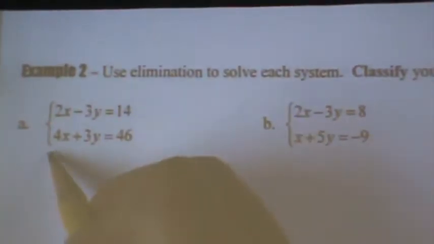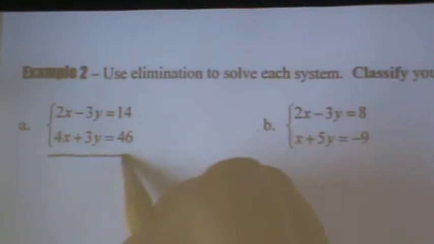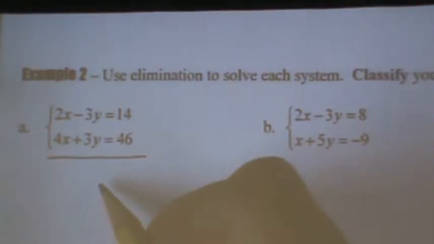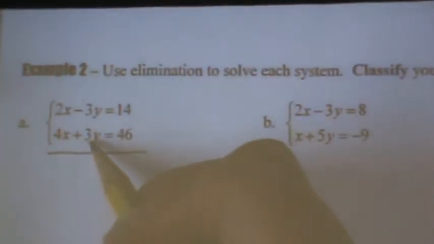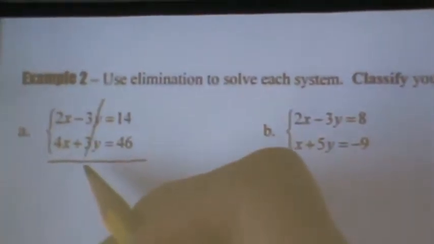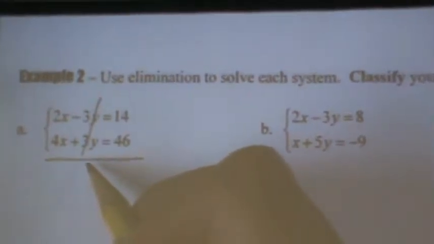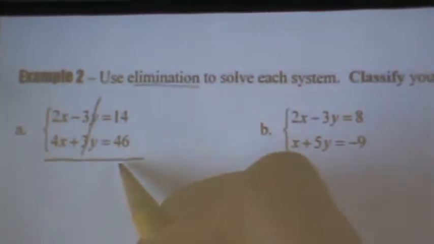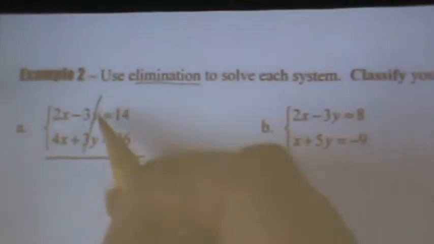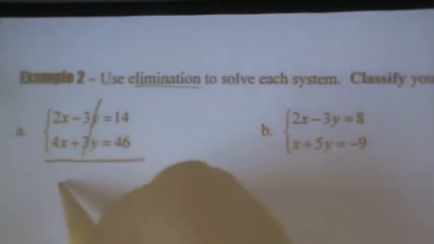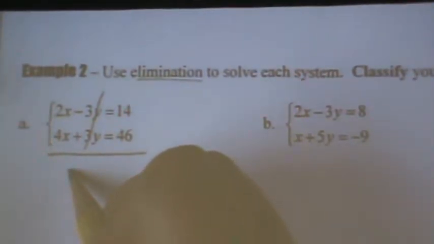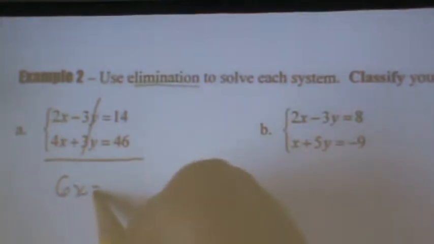If you were to add these two equations up, what would happen to your y values? They would cancel. A negative 3y and a positive 3y, if you added them up, you get 0y. So we're going to eliminate one of the variables by adding or sometimes subtracting. In this case, we're going to add. So if we added these two equations, can you tell me what your new equation would be? 6x equals 60.